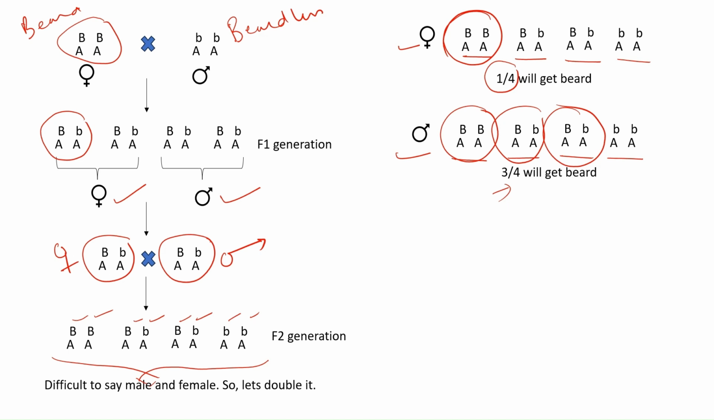So 3 out of 4 goats will get the beard. In case of female, it is 1 by 4. In case of male, it is 3 by 4. So this is an example of a sex influenced characteristic.